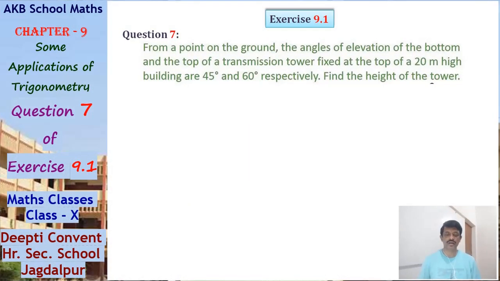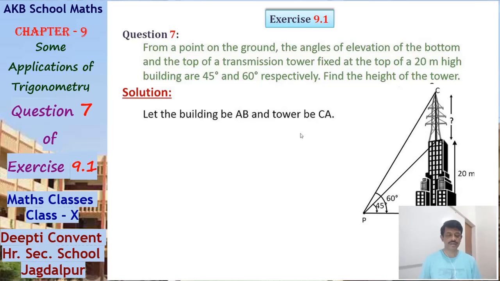From a point on the ground, the angles of elevation of the bottom and top of a transmission tower fixed at the top of a 20-meter high building are 45 degree and 60 degree respectively. Find the height of the tower. So let us try to solve the question.